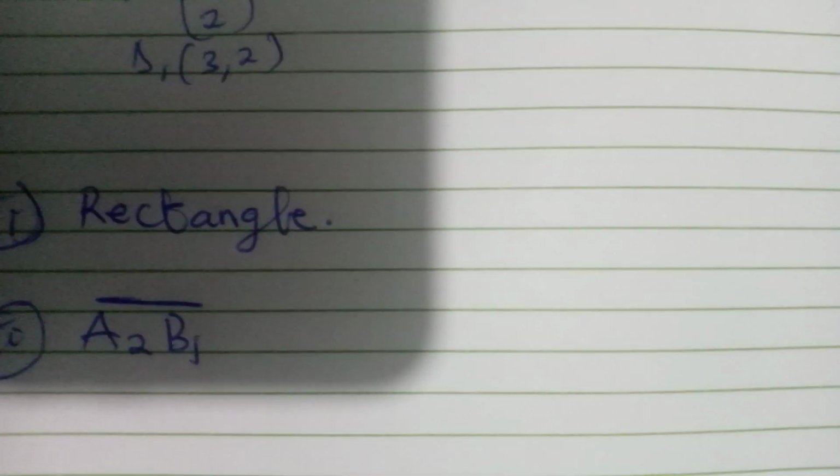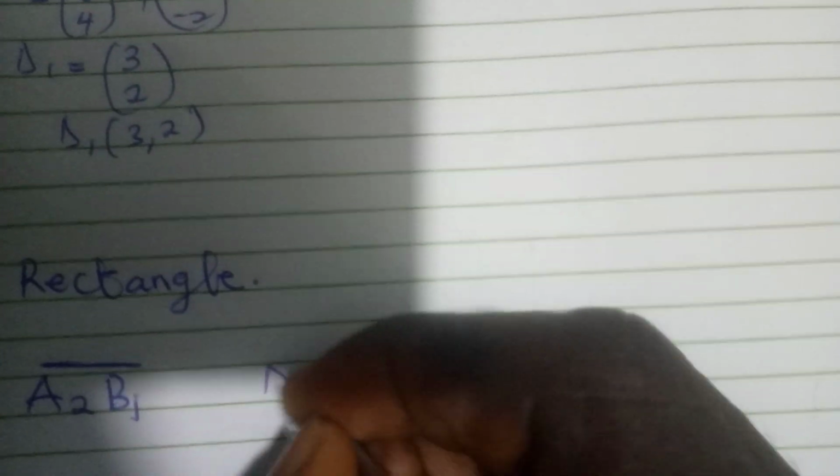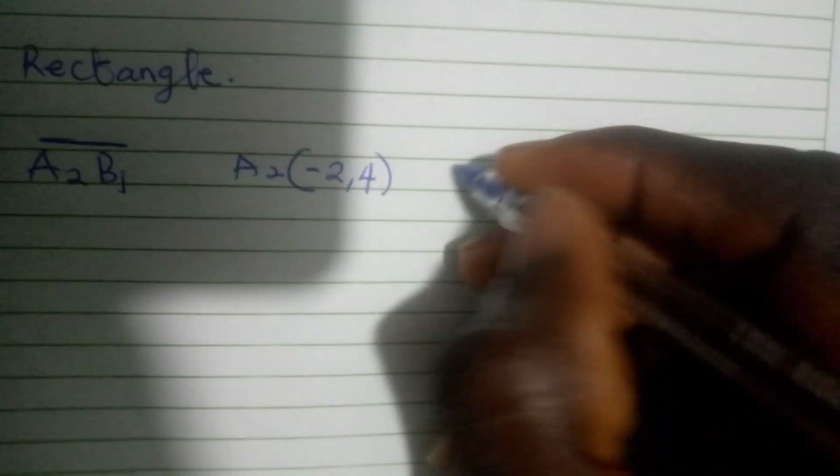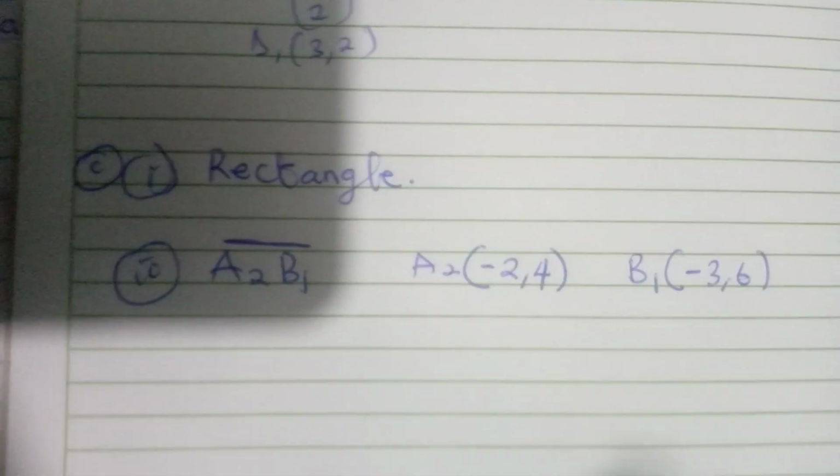Then the III says, find the gradient of the line A2, B1. You want the gradient of the line A2, B1. So first of all, we have to know the A2 coordinate and the B1 coordinate. So let's see A2. A2 is -2, 4. B1 is -3, 6. So now that we know the coordinates, we want the gradient.